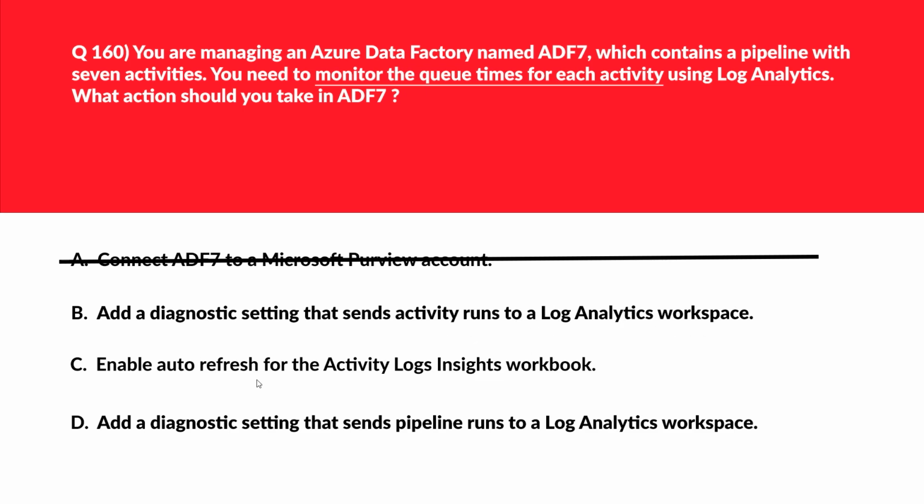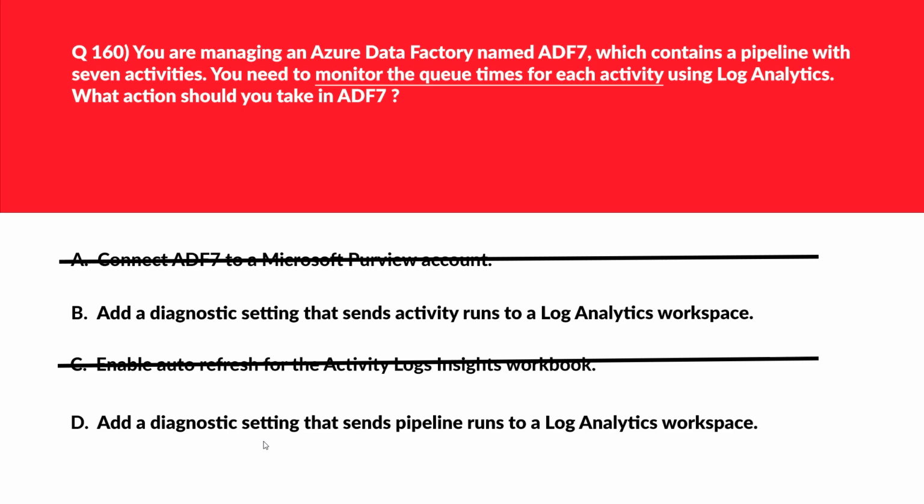C says enable auto refresh for the activity logs inside the workbook. Enabling auto refresh for the activity log insights workbook refreshes the activity log but does not monitor queue times, therefore incorrect. Let's move to option D.